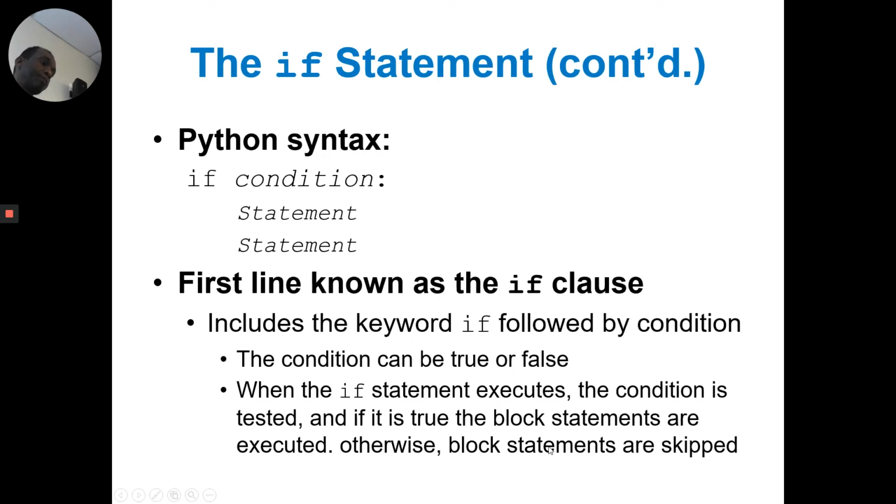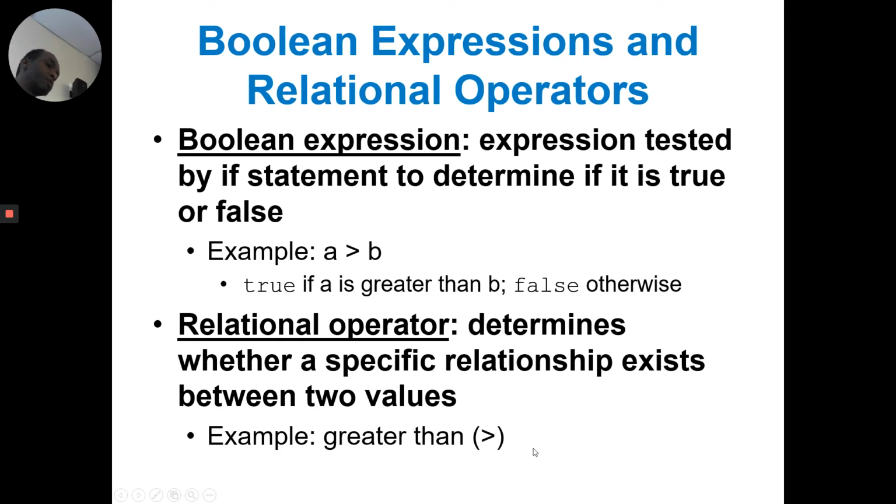Okay. The syntax for the Python is if condition, and then you have colon, and then whatever the statement is. First line is known as the if clause, which includes the keyword if followed by a condition. The condition can be true or false. When the if statement executes, the condition is tested, and if it's true, then the block statements are executed. Otherwise, the block statements are skipped. The Boolean expression is the expression tested in the if statement to determine if it's true or false. So example, if A is greater than B, then that means it's true. If not greater than B, then false otherwise.